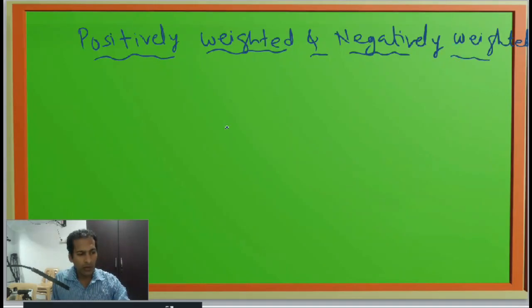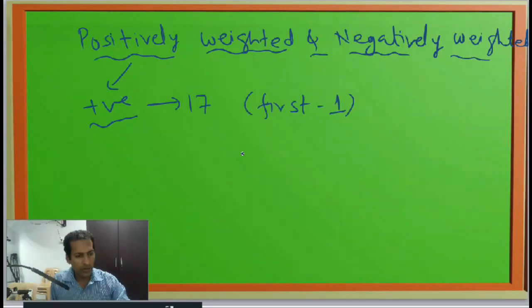Now the weighted codes may be either positively weighted or negatively weighted codes. Positively weighted codes are those in which all the weights assigned to the binary digit are positive. All the weights will be positive. There are only 17 positively weighted codes. In every positively weighted code, the first weight must be 1.